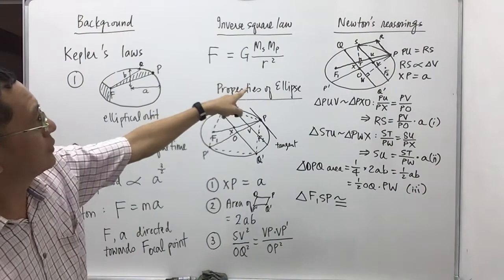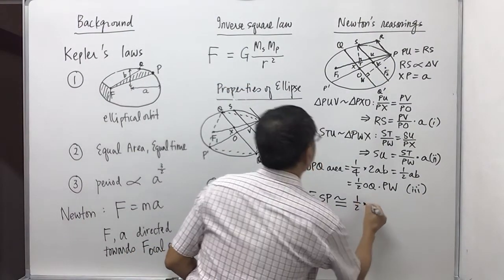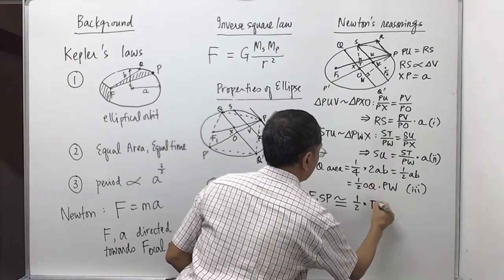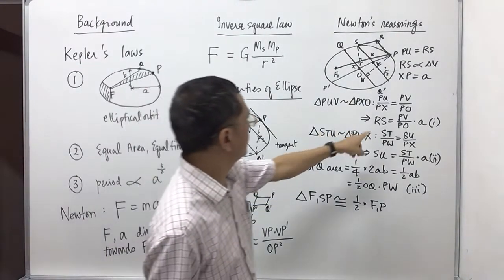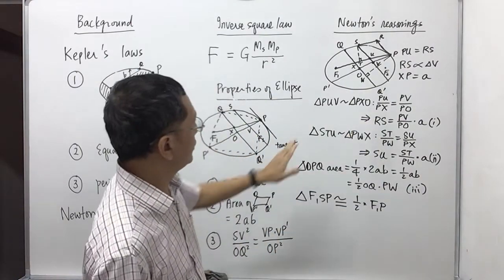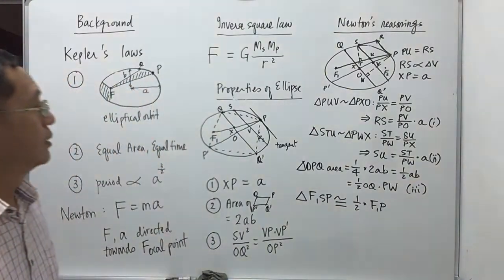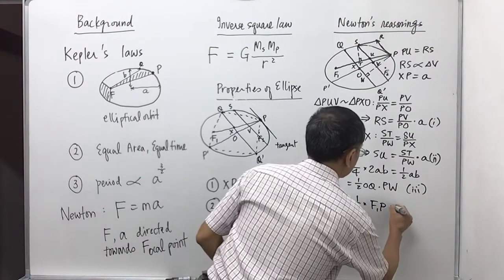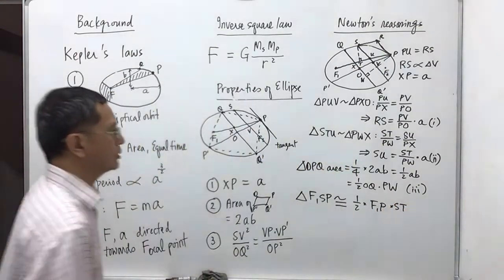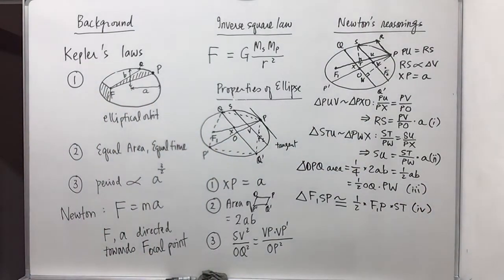So remember the triangle F1PS is half times F1P. Aha! I have my F1P coming out. We have been waiting for it for a long time. We have got our RS hanging around here, and we hope to find a relationship between RS and F1P. That is the whole aim of this exercise. F1P is the base. What is the height? ST, right? Okay, let's call this relation number 4. We've got 1, 2, 3, and 4. We're ready to put them together.